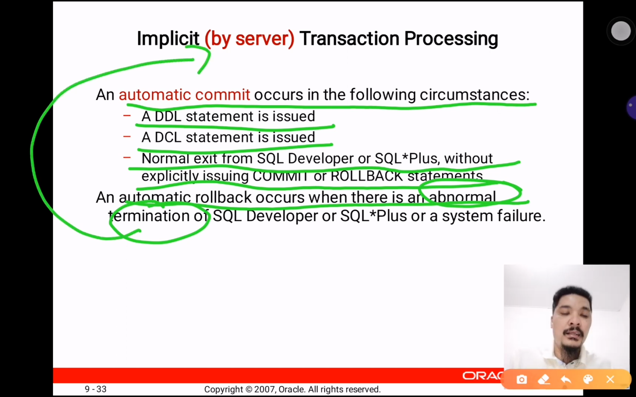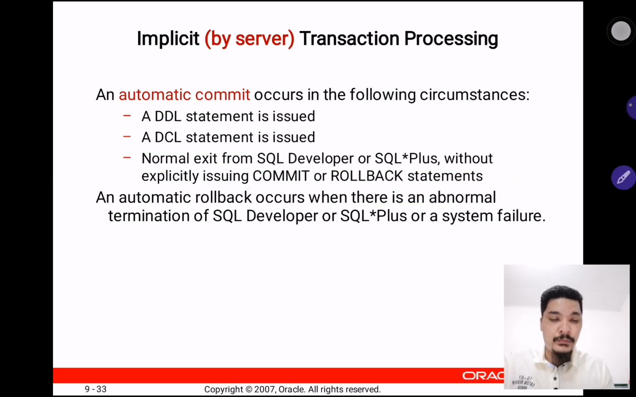If the server or the PC, or maybe like our previous example, the ATM, is abnormally terminated, it will automatically roll back to the current situation, following the circumstances. Either a DDL statement or also a DCL statement. Okay, let's move to the next one.